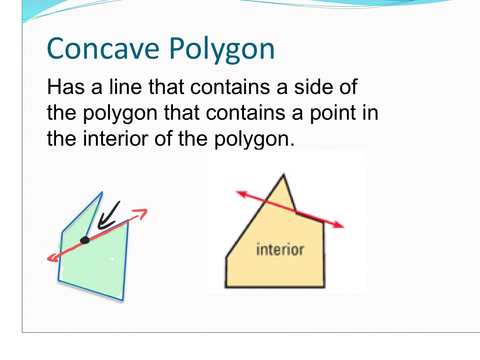So when all the sides point out, it's convex. But as soon as something bends to the inside, it's considered concave. You only need to find one that caves in. It doesn't have to be all of them.